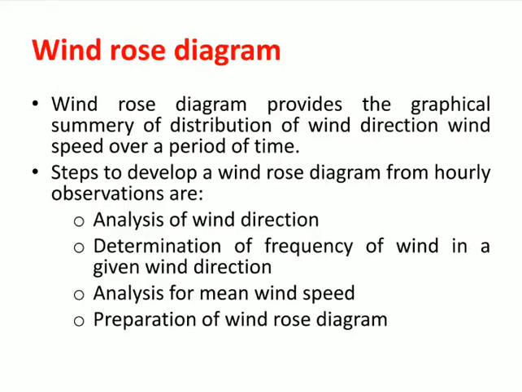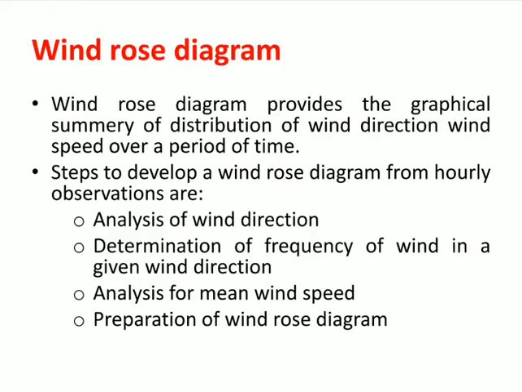A windrose diagram provides a graphical summary of the distribution of wind direction and wind speed over a period of time. Steps to develop a windrose diagram from hourly observations are: analysis of wind direction, determination of frequency of wind in a given wind direction, analysis for mean wind speed, and preparation of windrose diagram.